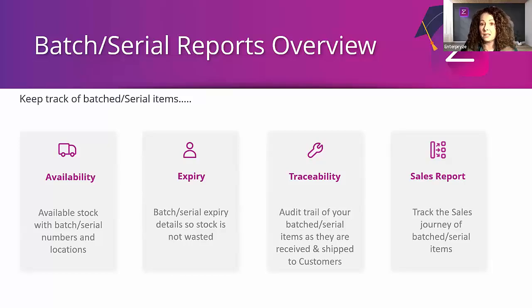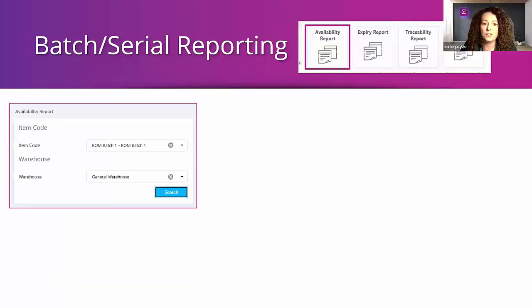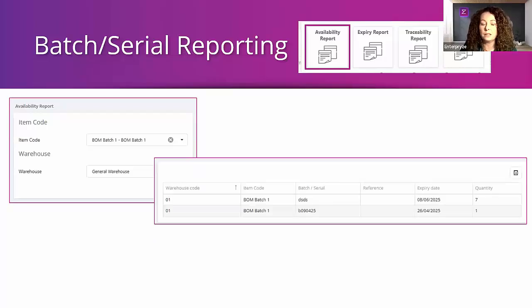The expiry information that you've retained against that particular batch or serial number. So the traceability from the time it was received in to the time it was shipped out to your customers. The sales journey on the sales report, so when the batch item or serial item was sold on to your customer. So they can all be found here. They've all got a different set of filters available to them.